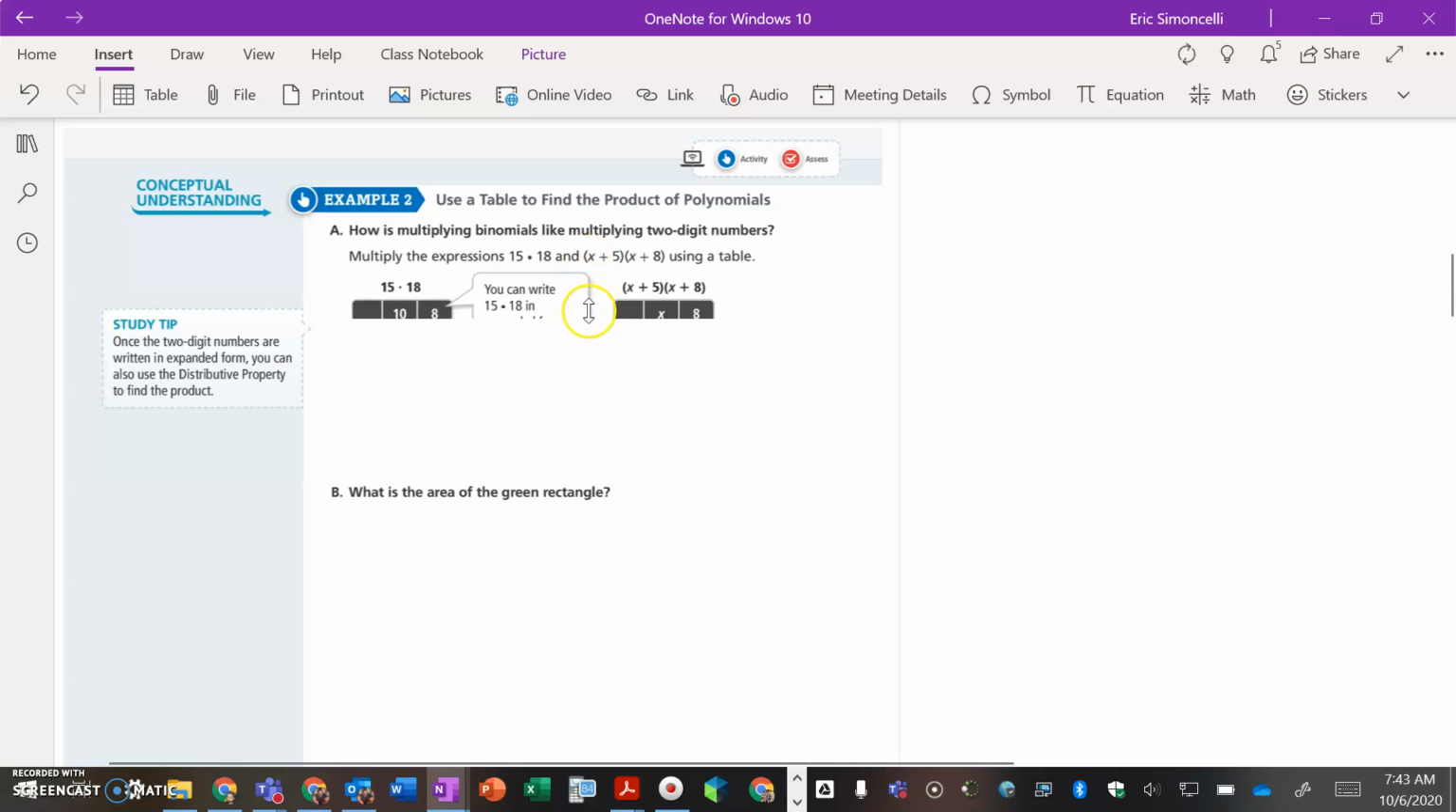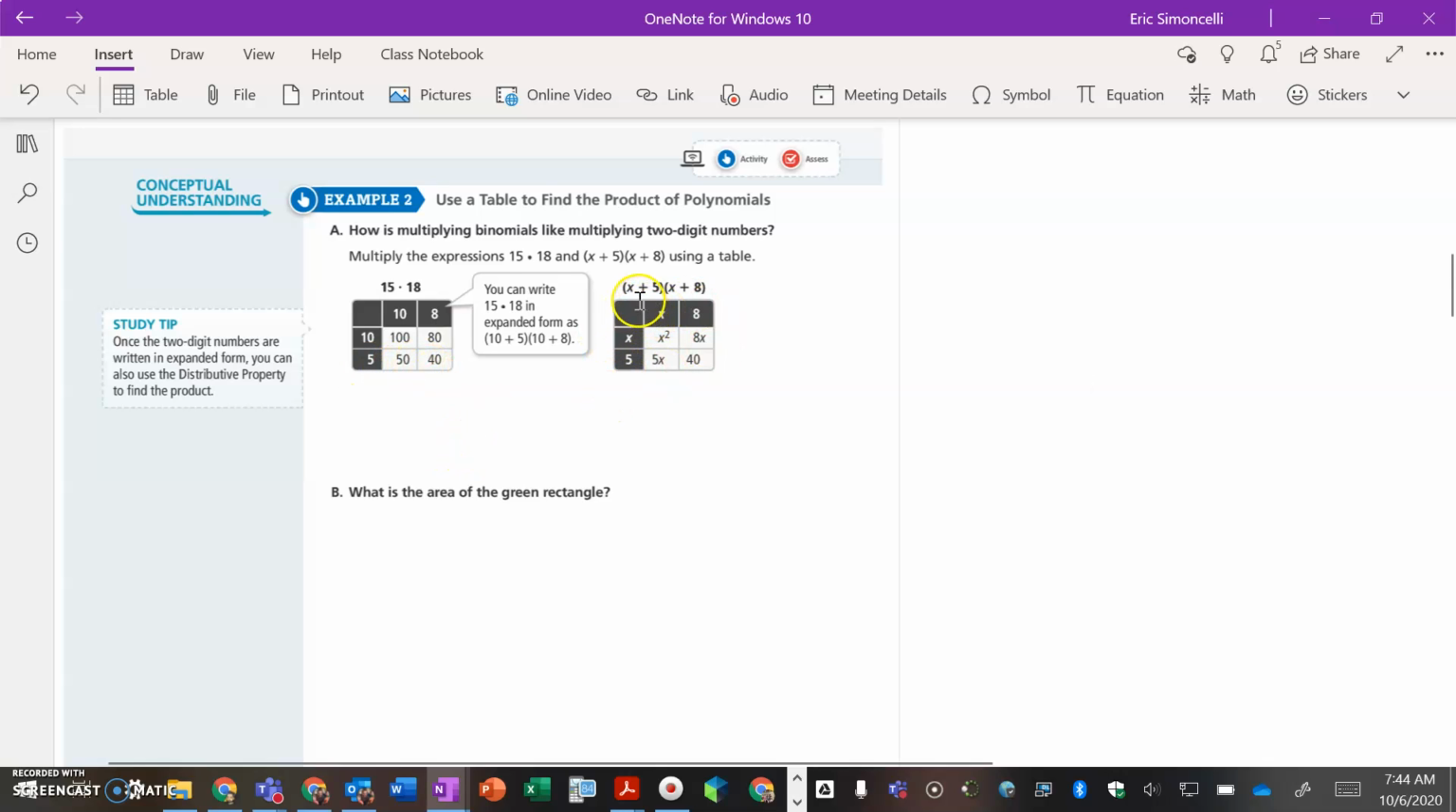So in this table, as we can all see hopefully here, what we've represented here on the left is 15 times 8, which you can write in expanded form as 10 plus 5 times 10 plus 8. So 10 plus 8, that's 18, and 10 plus 5, that's 15. 10 times 10 on its own, of course, is 100. 10 times 8 is 80. 10 times 5 is 50, and 8 times 5 is 40.